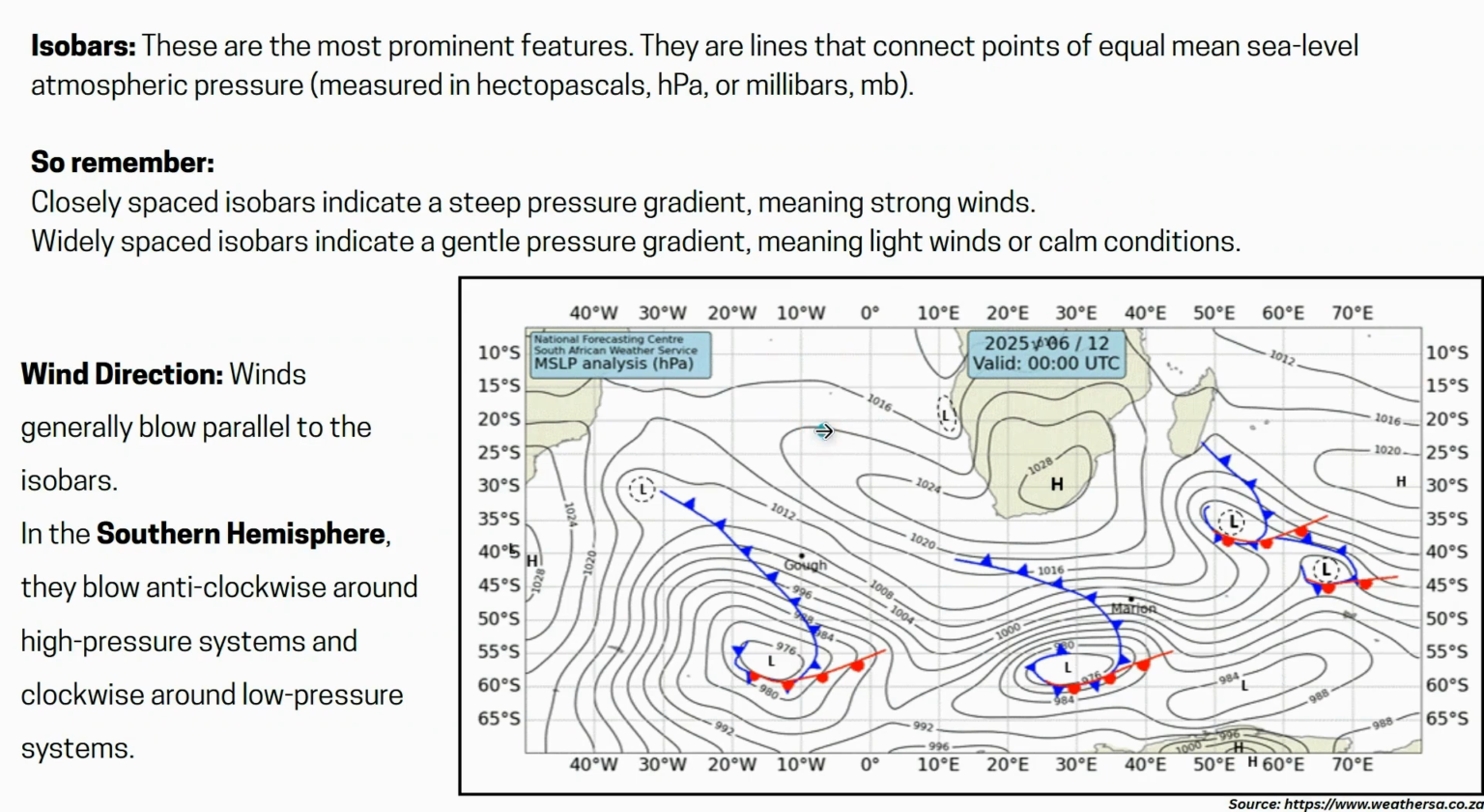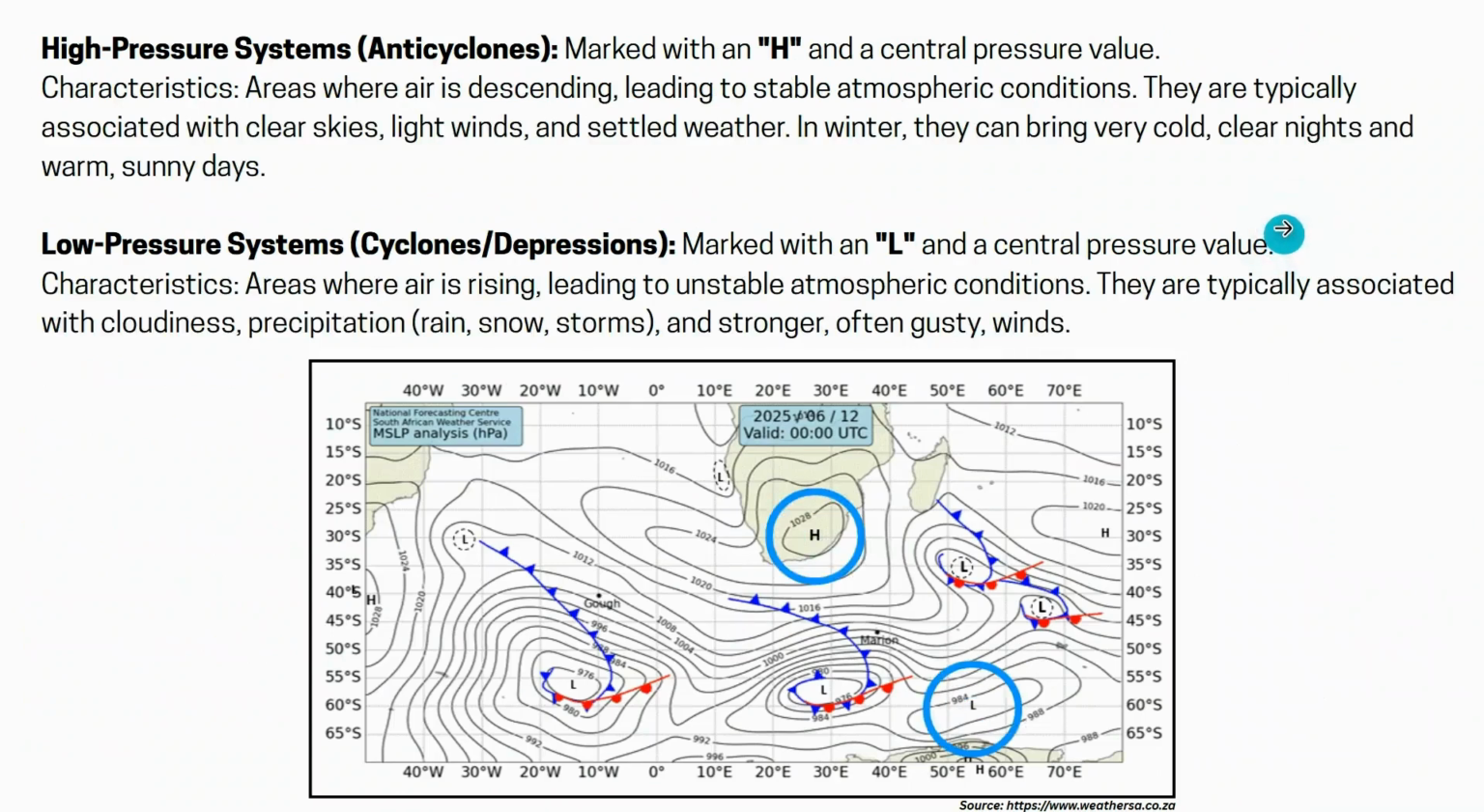Then your synoptic weather map also shows you wind direction. Winds generally blow parallel to the isobars. In the southern hemisphere, they blow anti-clockwise around high pressure systems and clockwise around low pressure systems. Then they also indicate your high and low pressure systems. So, as said, high pressure, anti-clockwise or anticyclones. Low pressure is your clockwise or cyclone.